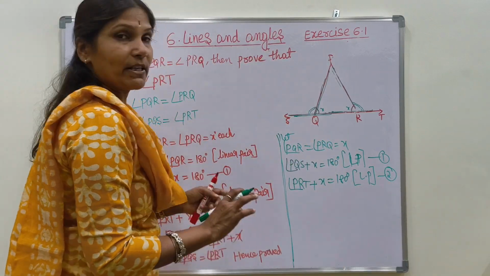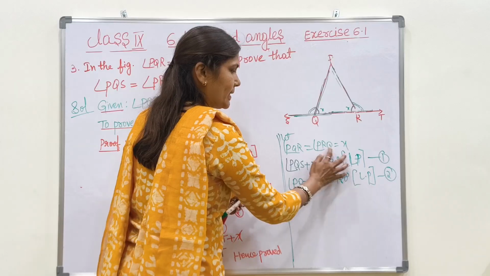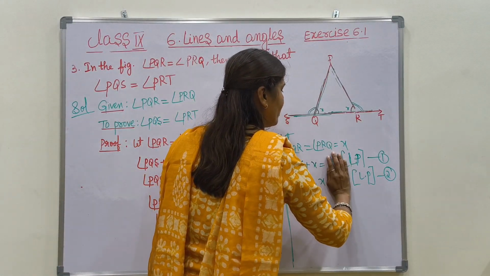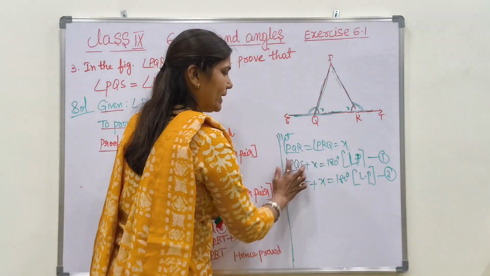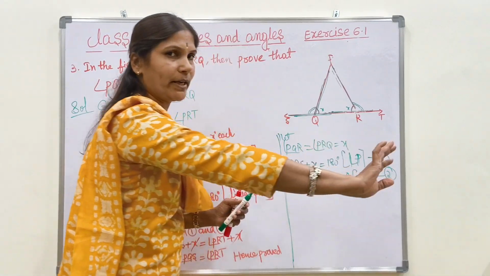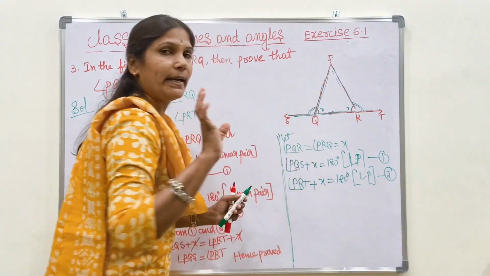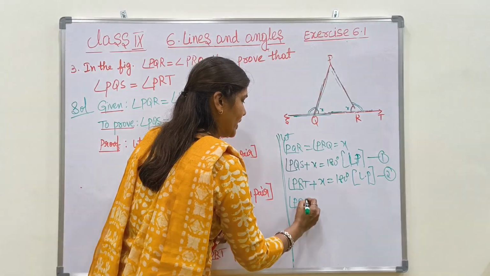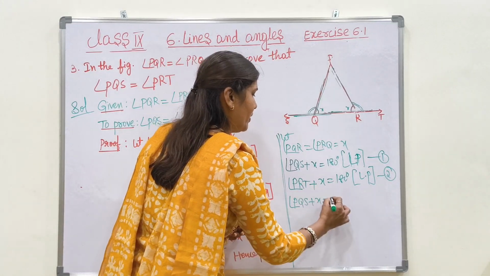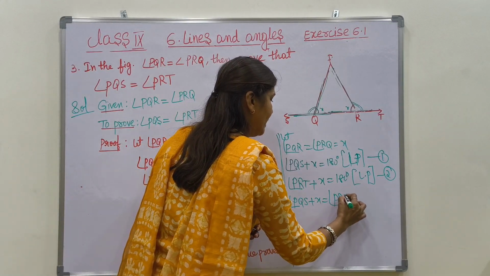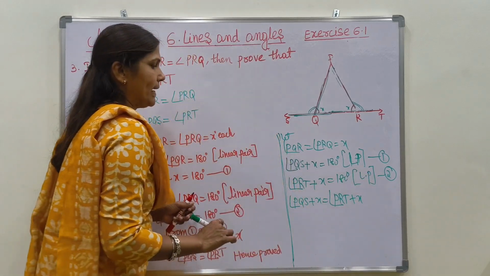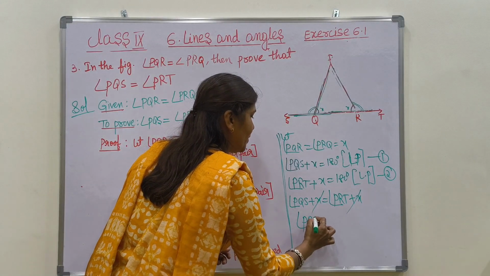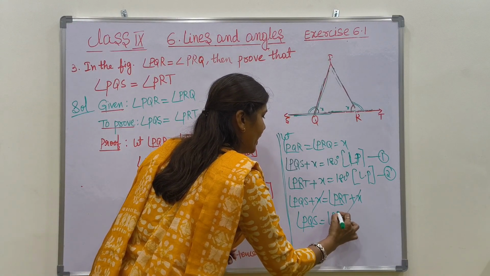Okay. So, from equation 1 and 2 you observe, see here, this is the right hand side, this is the left hand side. So, on the right hand side both are 180. Right hand side equal means automatically left hand side is equal. So, I will take both as equal. See here. PQS plus X is equal to PRT plus X. Okay. Now see here. This X cancels. So now we will get PQS is equal to PRT.